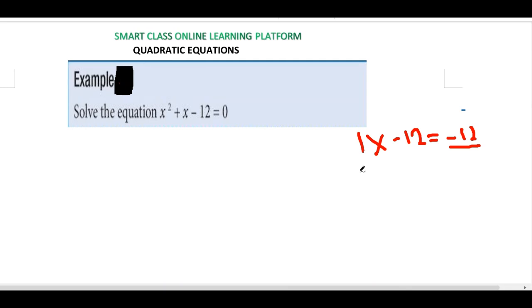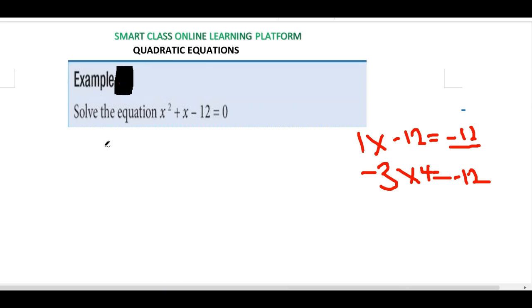And what if we try minus 3 and 4 or minus 4 times 3? If you try minus 4 times 3, minus 4 plus 3 will give you minus 1, which is not what we want. What we want is minus 3 times 4, which gives us minus 12, and at the same time, minus 3 plus 4 gives us 1, which is the middle term. So we will now replace this middle term, which is 1x, with minus 3x plus 4x.